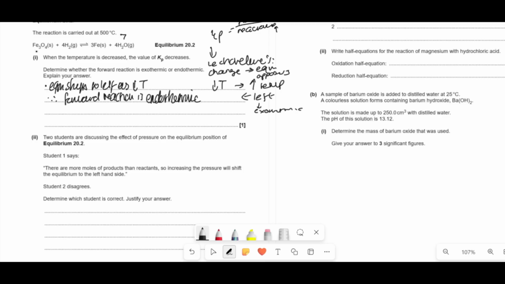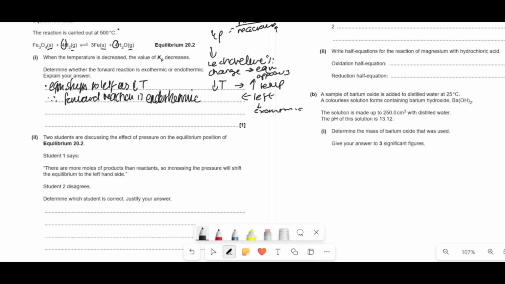If we look here, we've got 7 versus 5. So increasing the pressure will shift the equilibrium to the left-hand side. They're wrong, because if you take a closer look, that's solid, and that's solid. Remember that these equilibria and all this pressure stuff only applies to whatever's in gases, and that's only gas there, and that's the only gas we have, 4 moles and 4 moles.